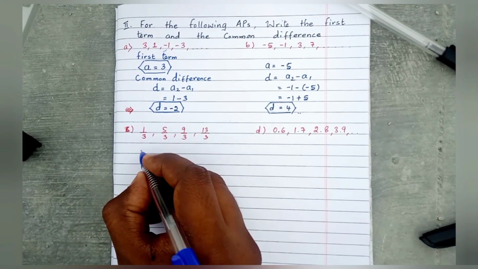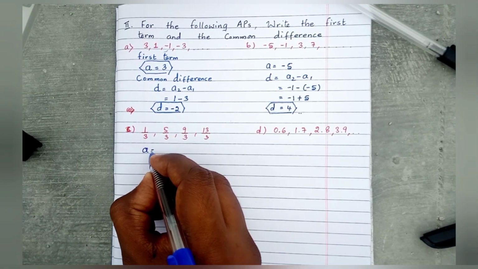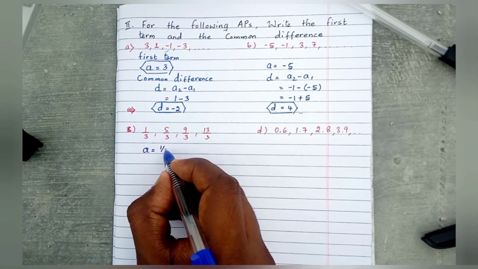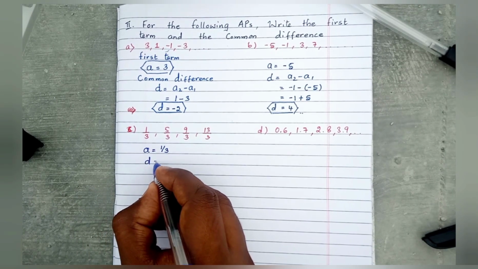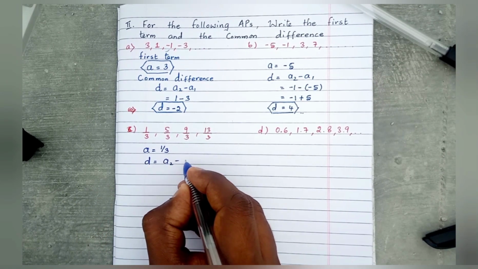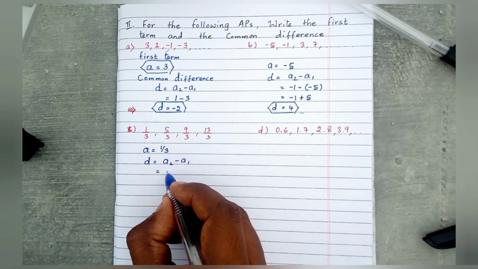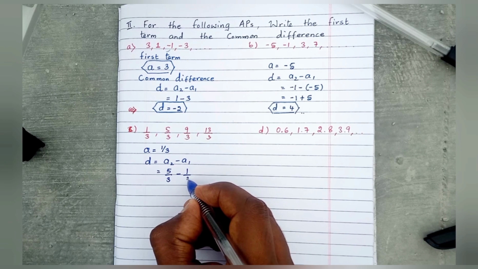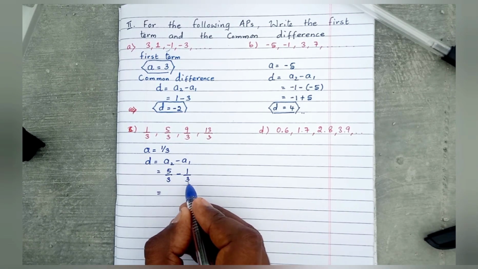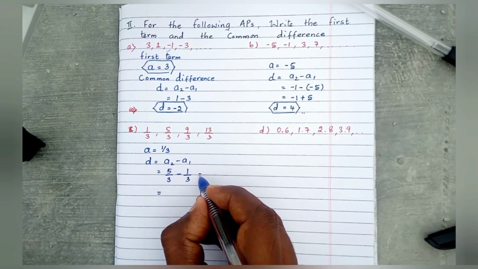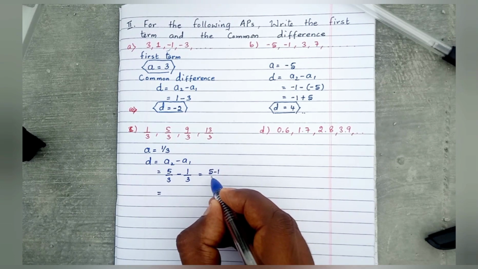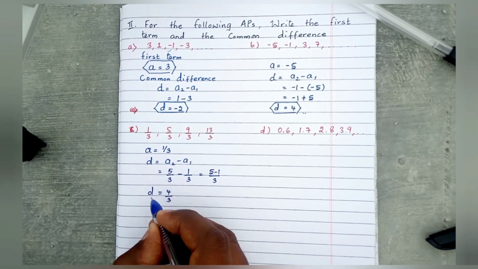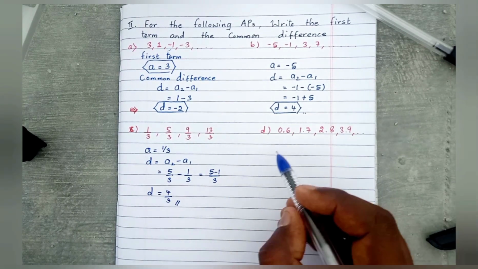Now the third question. The first term A equals 1 by 3. The first term of the AP is 1 by 3. Then the common difference D equals A2 minus A1. That is A2 is 5 by 3 minus A1 is 1 divided by 3. Since the denominators are same, you can directly subtract the numerators. 5 minus 1 divided by 3. 5 minus 1 is 4 divided by 3. So D equals 4 divided by 3.